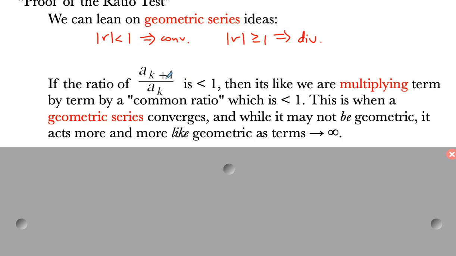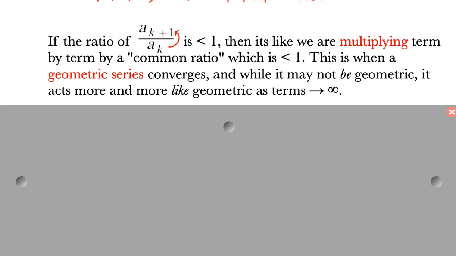And what we are looking at is this ratio is really what would you multiply the term by to get to the next term. So what do you multiply a sub k by to get to a sub k plus 1? That's this ratio. And that's the common ratio that we talked about with geometric series. It's not common in these more general cases, because that ratio might change. But if the ratio has a kind of limiting value, that's when we're going to be dealing with convergence or divergence. So it may not be a geometric series, but it starts to act more and more like a geometric series. And that's why we can draw the conclusions that we draw.